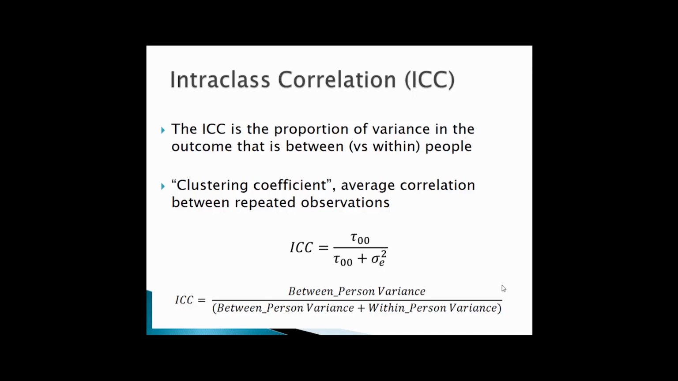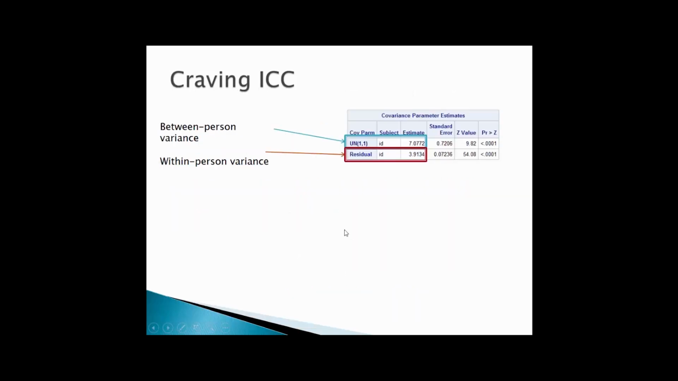And so it's calculated like this. You essentially take the between-person variance from that table that I showed you on the previous slide, and you put that in a numerator, and you divide it by the total variance, the between plus the within. So it's a proportion that goes from 0 to 1. Hopefully that's clear from this formula.